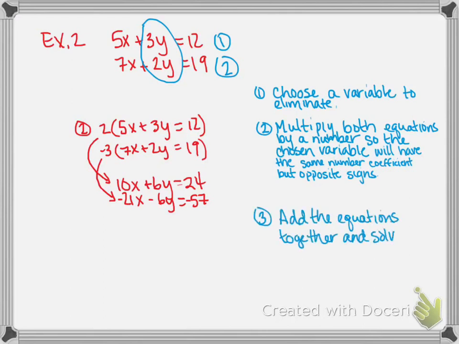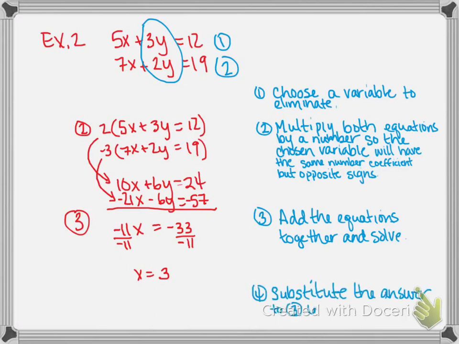Okay, step 3, add the equations together and solve. 10x minus 21x is negative 11x. 6y minus 6y cancels out. 24 minus 57 equals negative 33. Again, if a variable did not cancel out and disappear, you did something wrong. Okay, continue solving by dividing both sides by negative 11. x equals 3. Again, we're halfway there. Now we just need to find the y value.